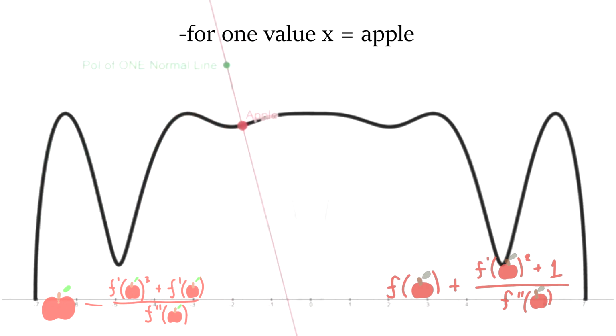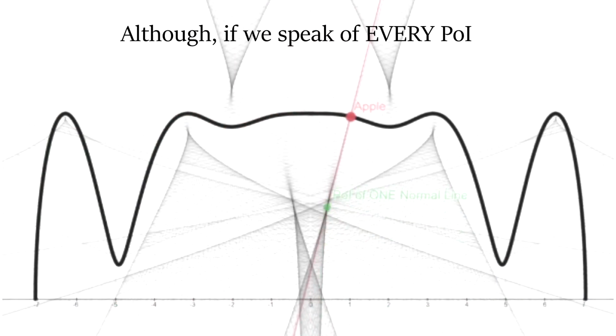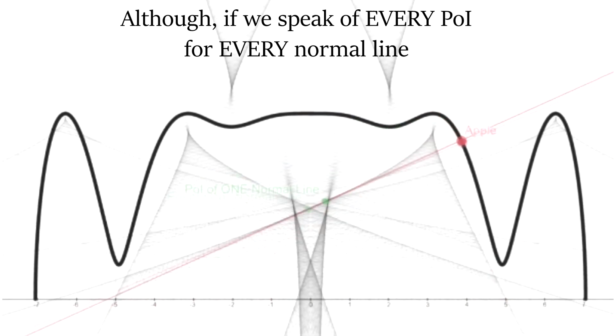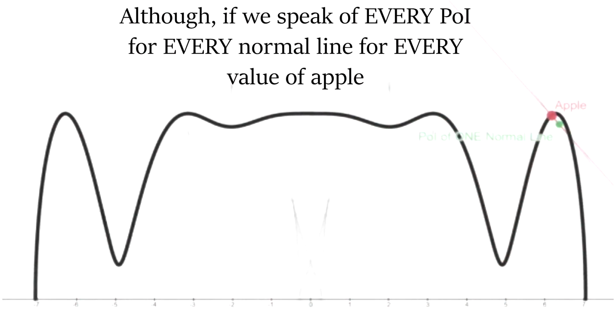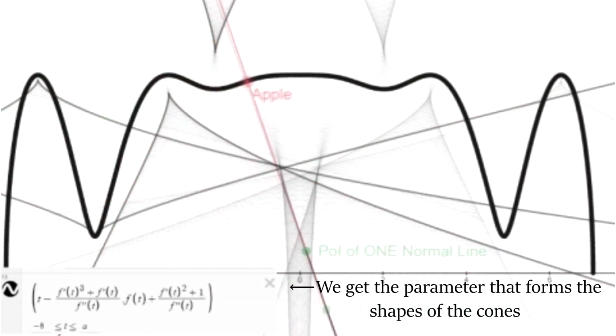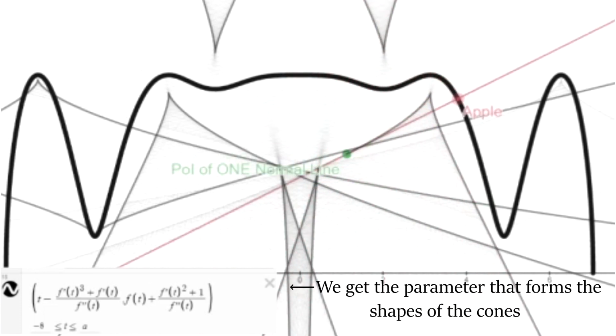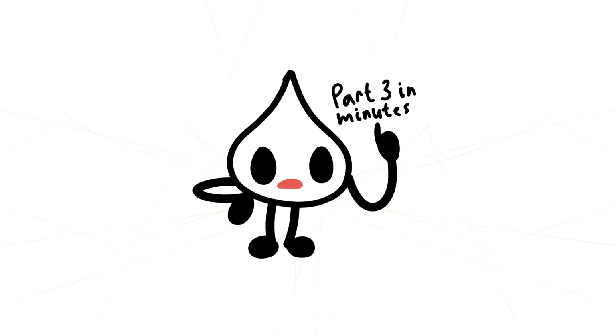Though if we speak of every POI for every normal line for every value of apple, we get the parameter that forms the shape of the cones. These are what the cat graph's cones look like. And this is part 3 abridged.